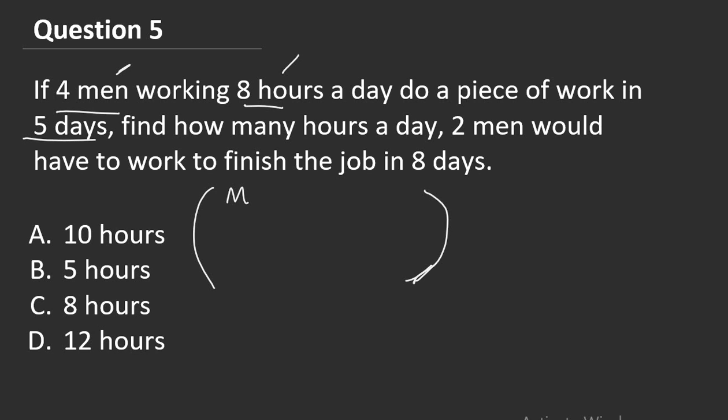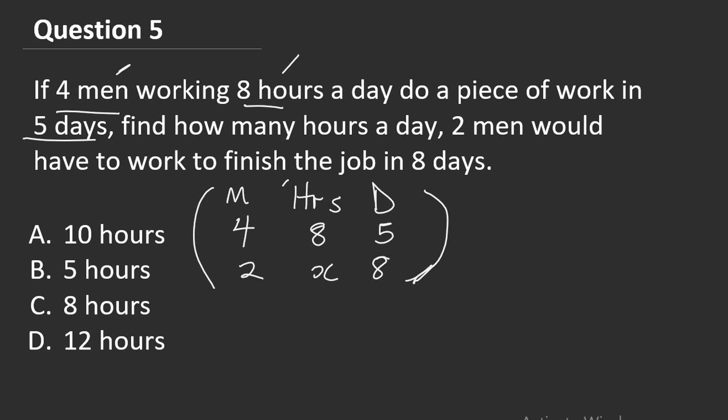So the units we have are the men, the hours, and the days. Let the days be D. So 4 men worked 8 hours and completed the job in 5 days. So this will help me to compare both activities. Find out how many hours a day we don't know. Let this be X. 2 men would have to work, number of men 2, for them to finish this job in 8 days.